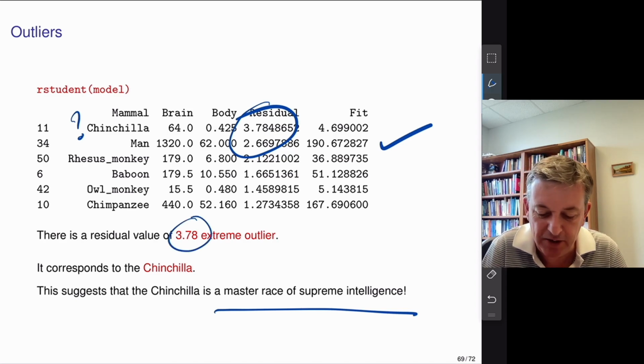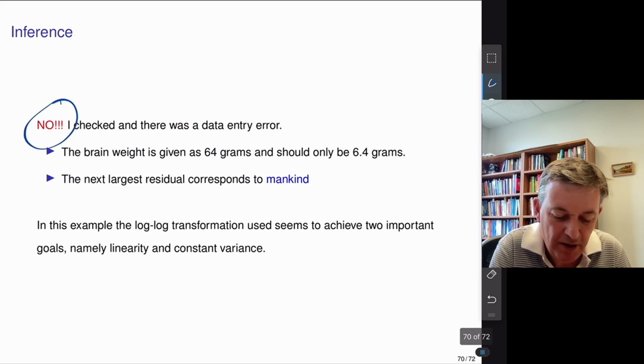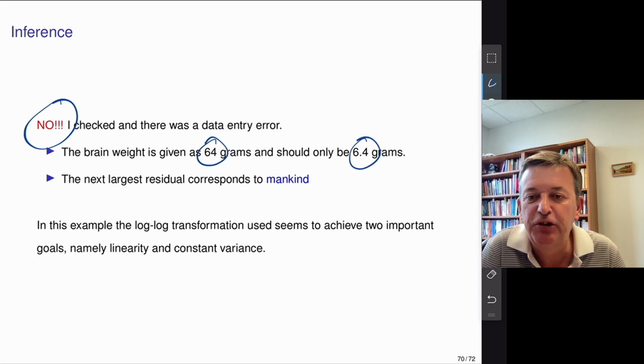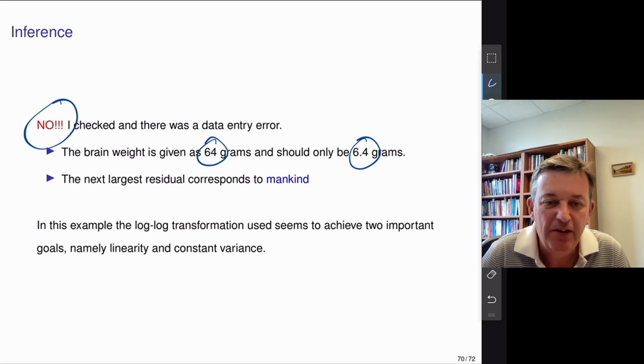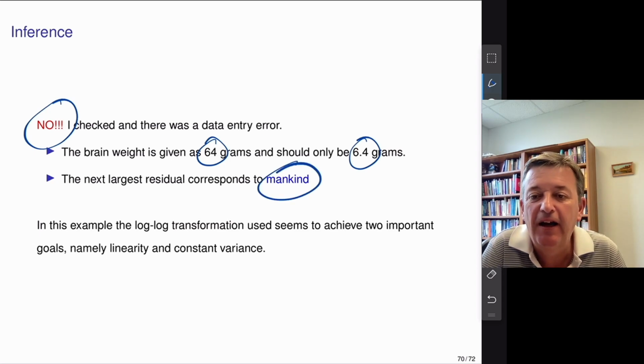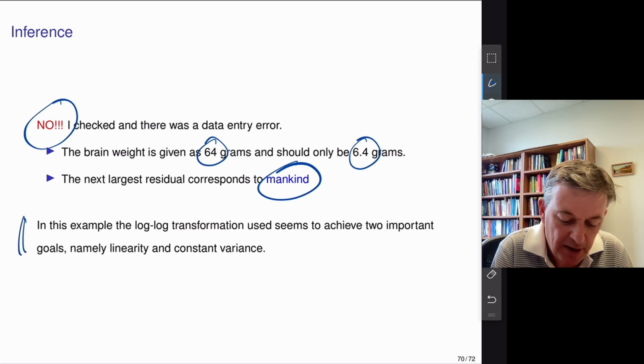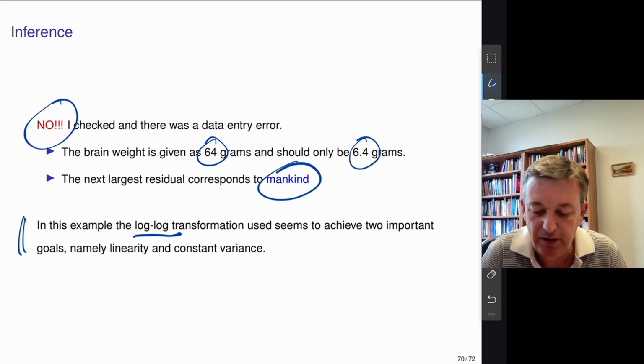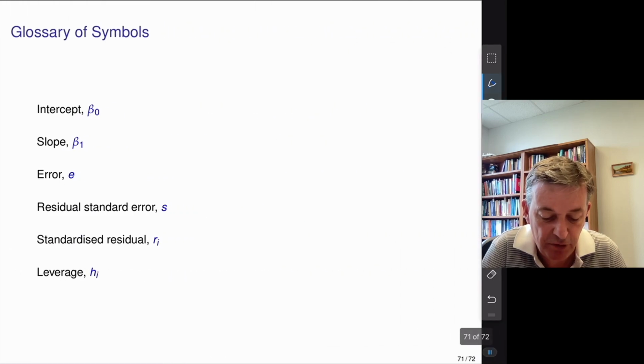Actually, it's a sad ending to this little regression. I went back to check my data, and I'd actually made a mistake. The chinchilla goes from one of the smartest animals to one of the not so smartest animals. If we look at my little regression, mankind comes out with the largest positive residual. Just to recap, you'll see me do the log-log transformation is very popular in not just linear regression, but also in multiple regression as well. So it's definitely something you'll see in future lectures.